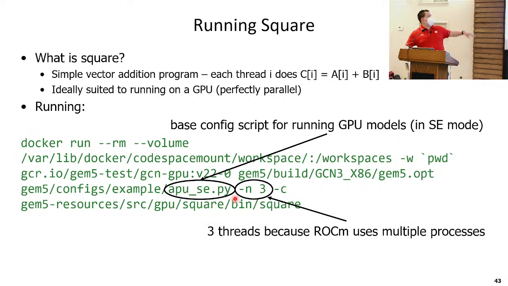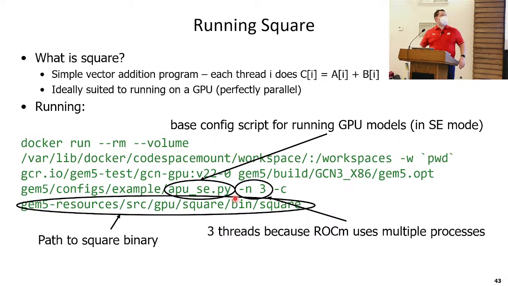The next thing you might have noticed is right after apu_se.py, we had this -n with the number 3. This is because the ROCm driver stack actually spawns additional processes when it's running your code, and passing in -n tells gem5 how many thread contexts it needs. If you don't have enough thread contexts for whatever ROCm spawns for your program, it would end up spinning forever and hanging because it doesn't have enough threads to run ROCm. For this application, -n 3 is enough for what it's going to spawn for square.